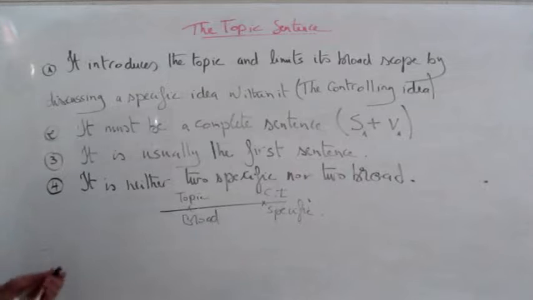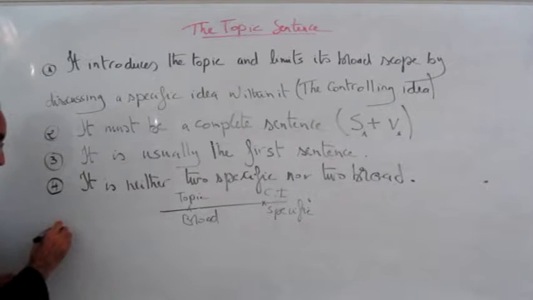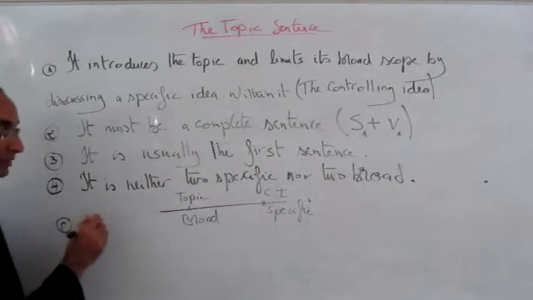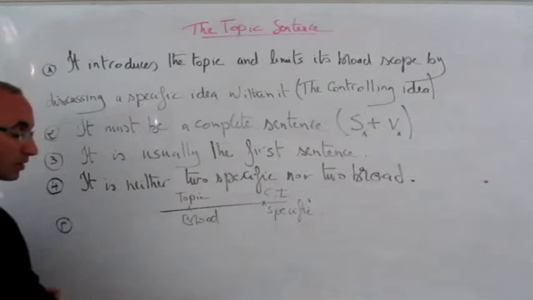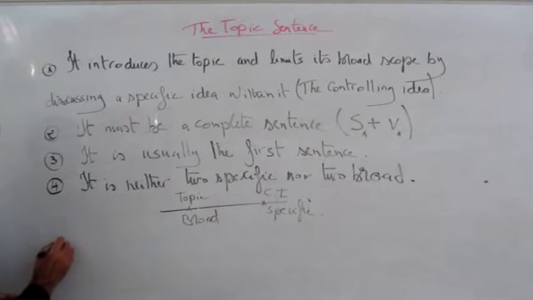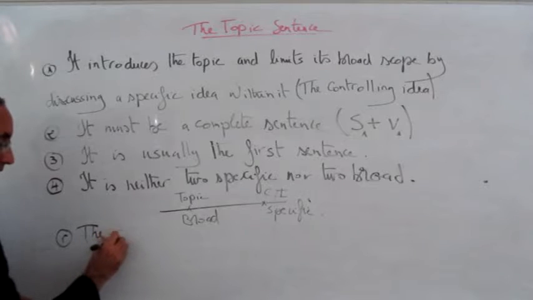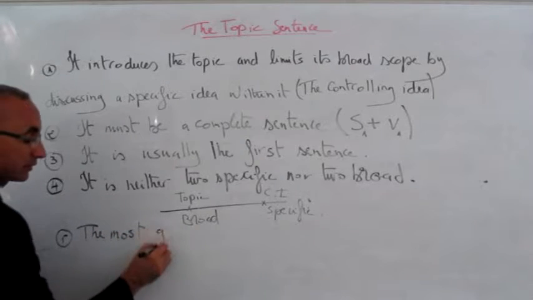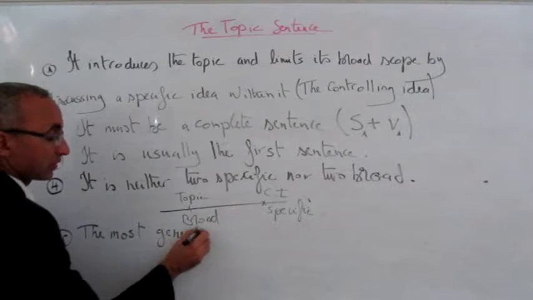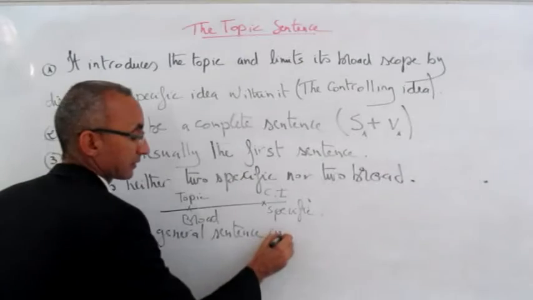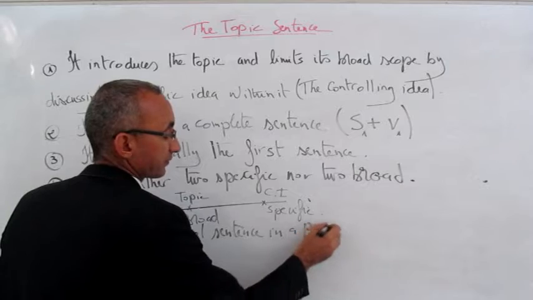Also, it is defined as the most general sentence in a paragraph. Topic sentence is number 5: the most general sentence in a paragraph.